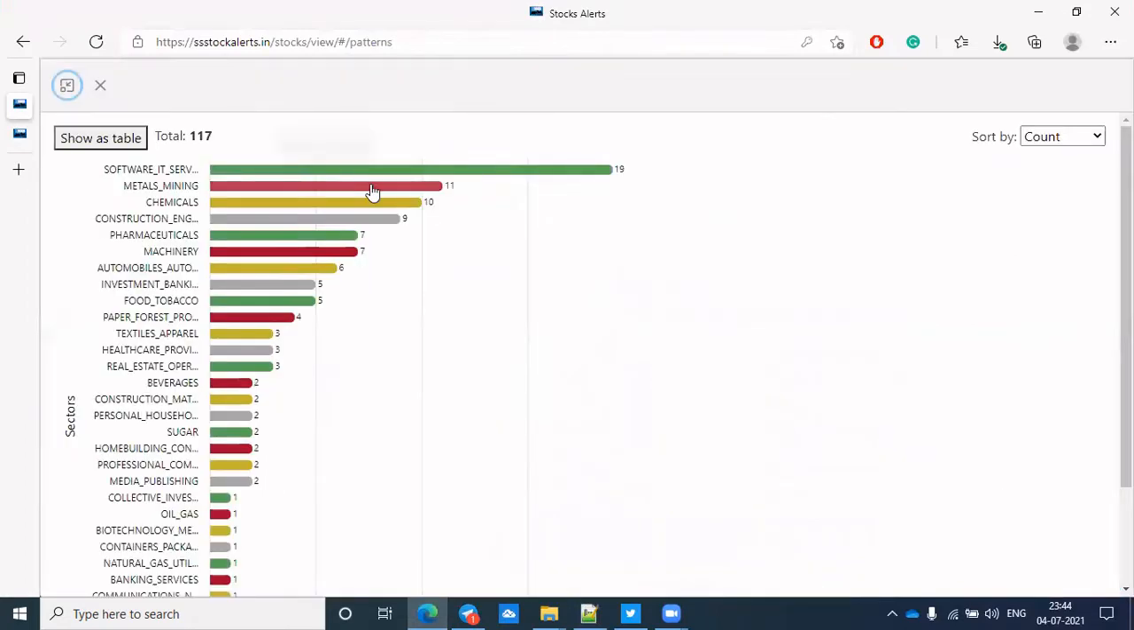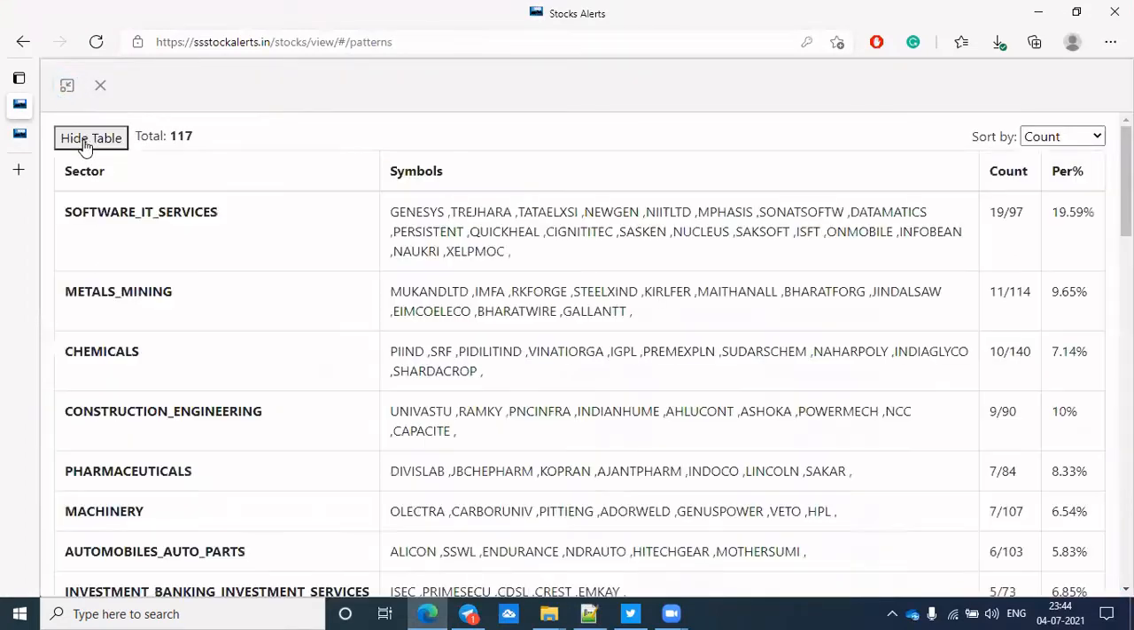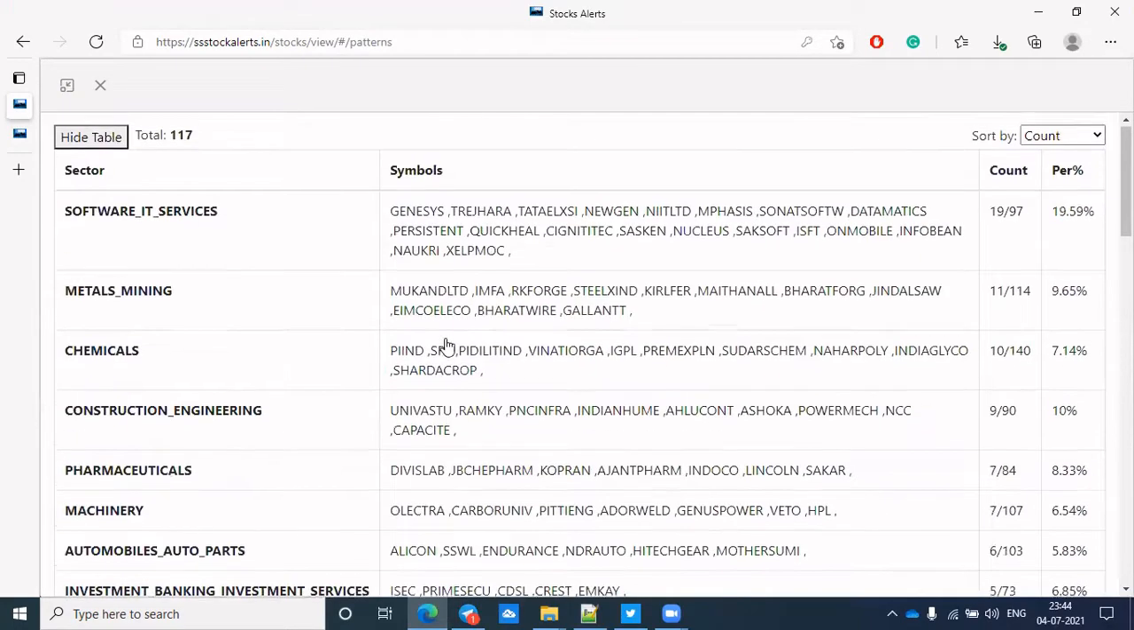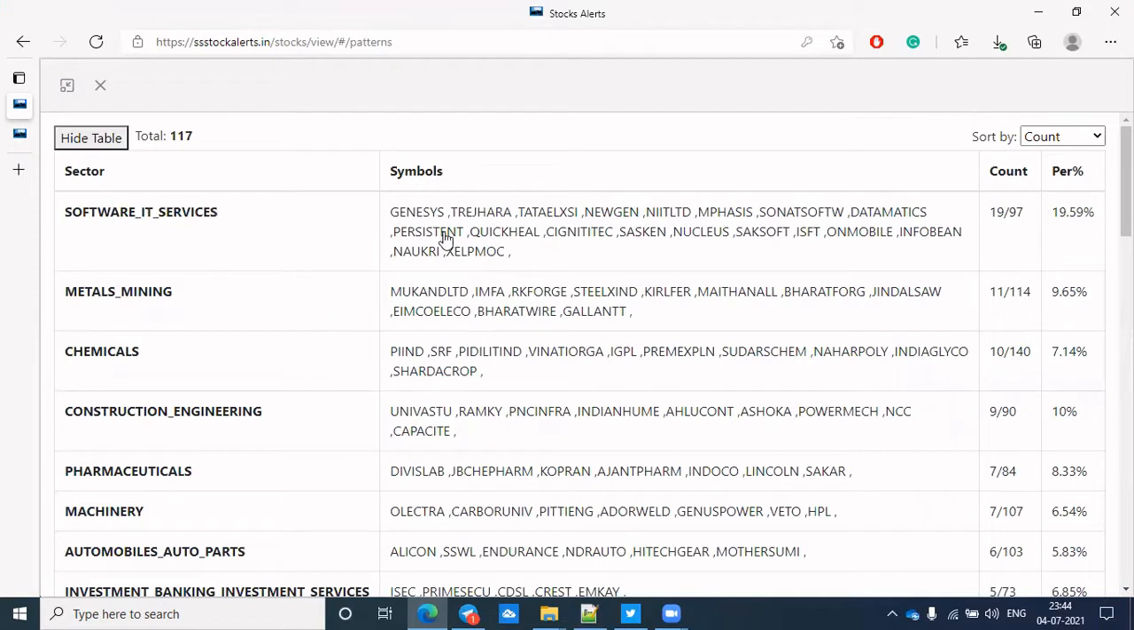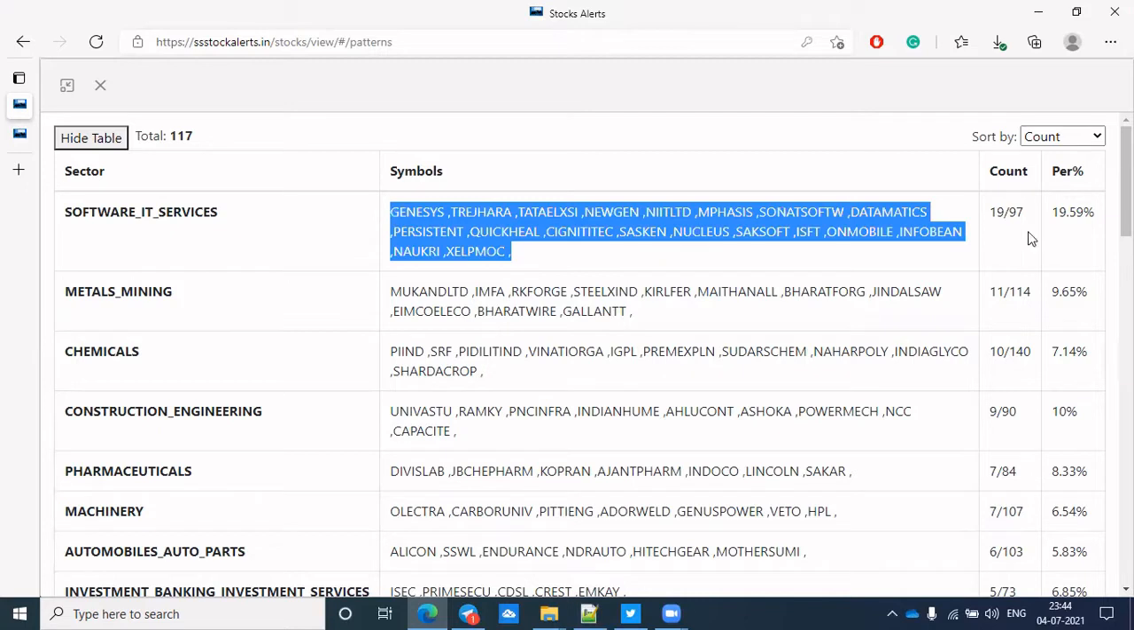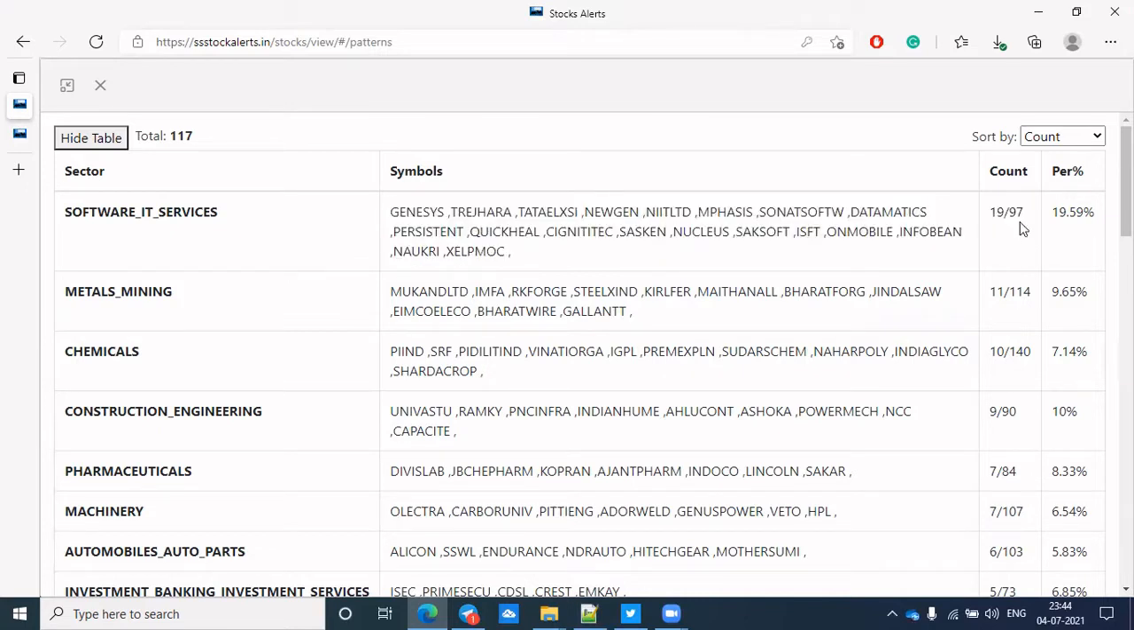Here I can click on show as a table. You can see the list of stocks with the sector, and this is the sector name. These are the stock names from this sector. And what is this count? There are a total of 97 stocks in this sector, and out of 97, 19 stocks have given a breakout this week. So 19 divided by 97, and the percentage of breakout stocks is 20%.